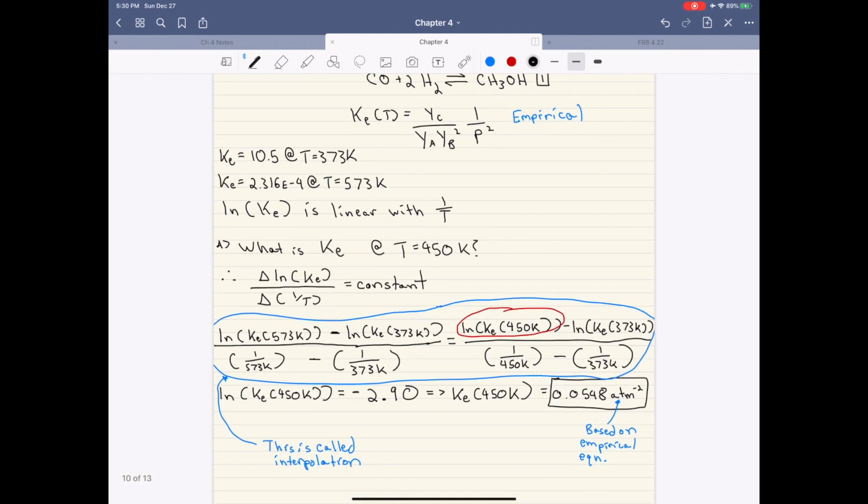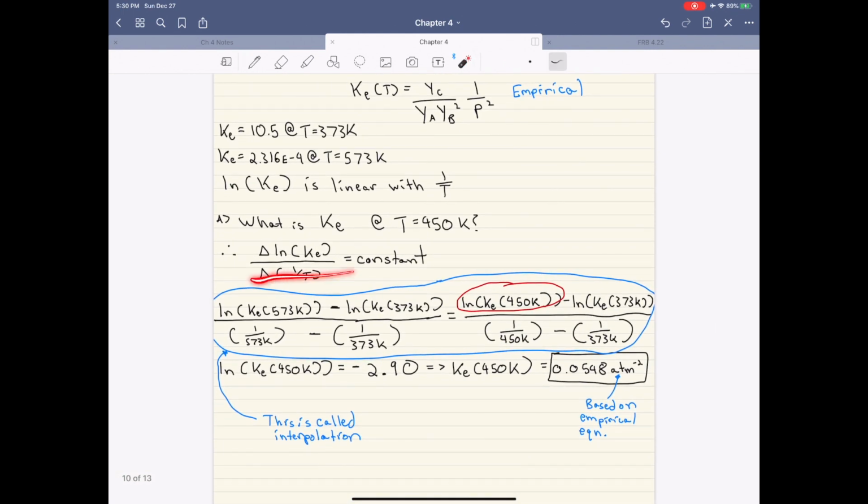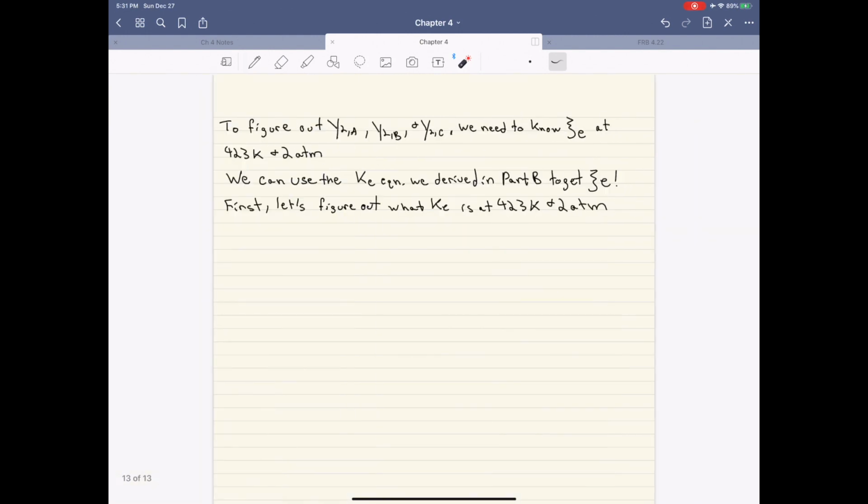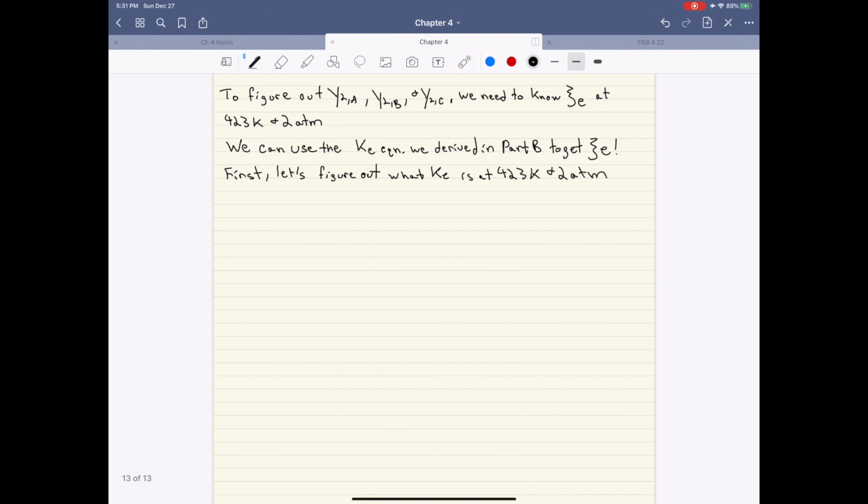Which is, we could just interpolate a value of K sub E using this relationship. Okay? And so instead of plugging in 450 here, we'll just plug in 423. All right? And so I'll leave it to you to work out the interpolation. But for brevity, I'm just going to write out what the answer ends up being.